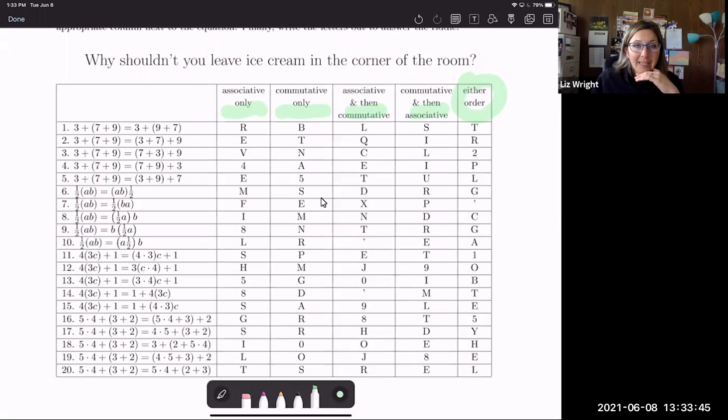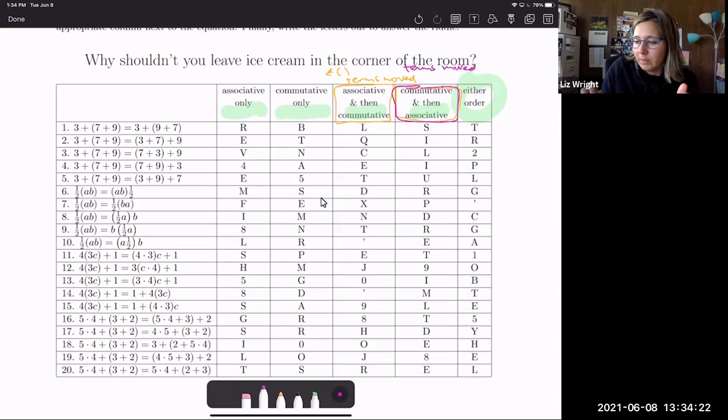And sometimes it matters which one comes first. So associative means, like if we're looking at this one, the parentheses had to move first and then the terms moved places, like that. Whereas this one right here, I'm gonna change pens, the commutative and then associative, means that the terms moved and then the parentheses changed.